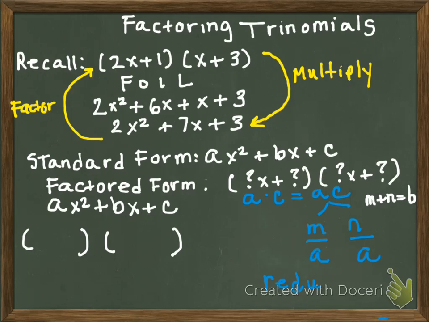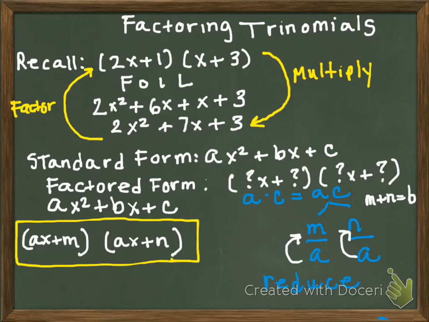Step 4, we're going to put our factors over a, which is the leading coefficient. Step 5 is to reduce if we need to. Next, which is step 6, we're going to write our two binomials, and we're going to start from the bottom up. So we're going to write the two binomials as ax plus m times ax plus n. And that's it. Let's do an example.